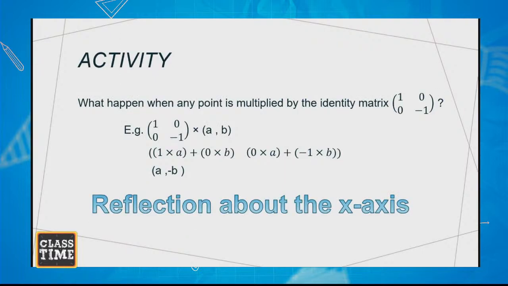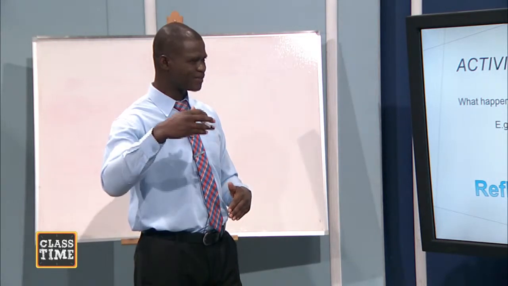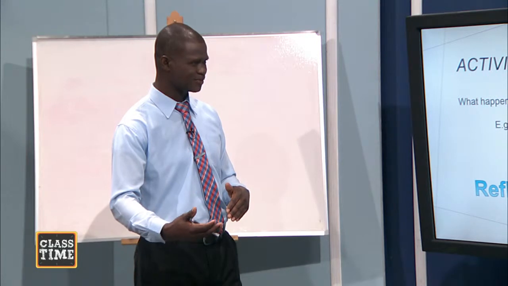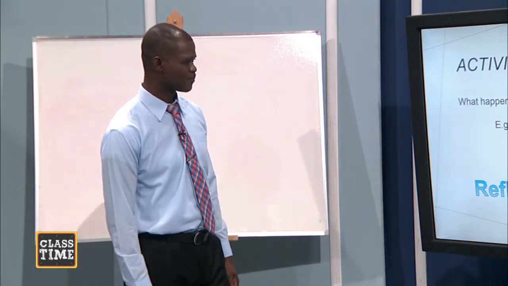So what happens when any point is multiplied by the matrix 1, 0, 0, 1? The answer is already there, but let us talk about it. We have our matrix and we're multiplying it by a point AB. We notice in the results, what happens to my y-coordinate? The sign changes. So when I reflect about the x-axis, and we're going to take you to the Cartesian plane to look at what is happening, my y-coordinate becomes negative. If it was negative before, it now becomes positive. If it was positive, it becomes negative.